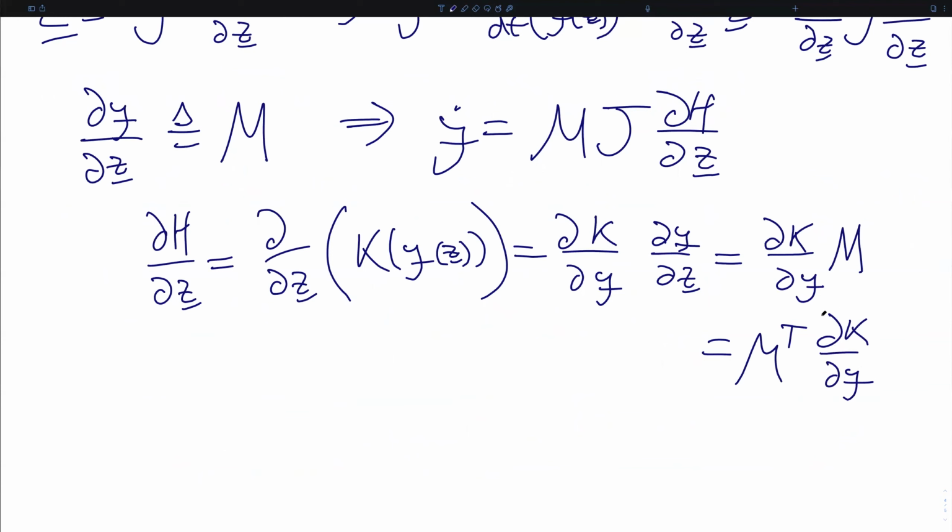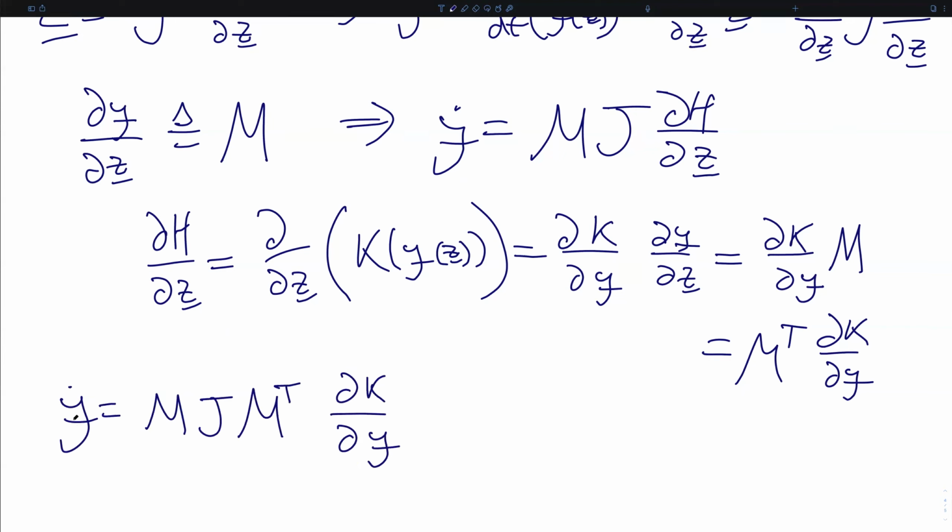There's a lot of ways to prove this. The probably most straightforward one is to just write out the component form of this and verify that everything matches up. We put this back into here and write the final form of our differential equation. The time derivative of our transformed coordinates y is equal to M J M transpose dK/dy.